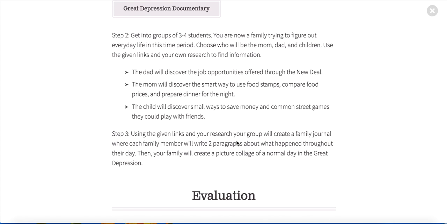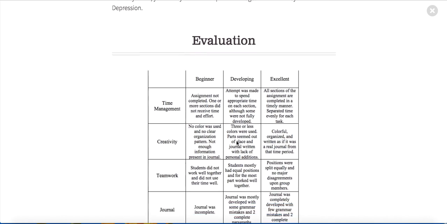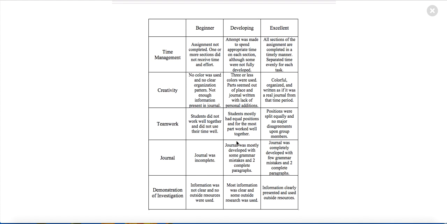The third step is going to be using the research they have to write 2 paragraphs about what happened throughout their day. Then, as a family, they will create a picture collage of a normal day that happens throughout the Great Depression. Here we provide their rubric for the evaluation of how we're going to see what they've learned.